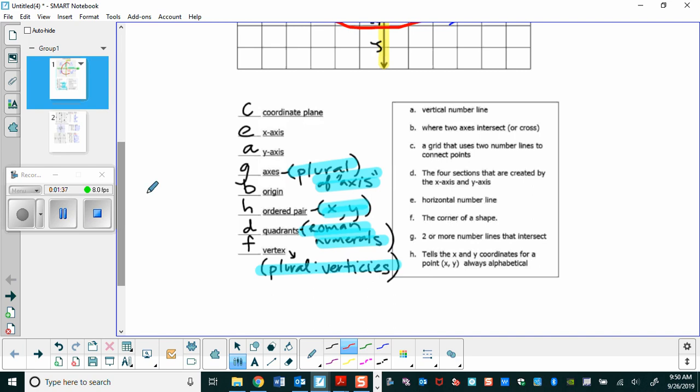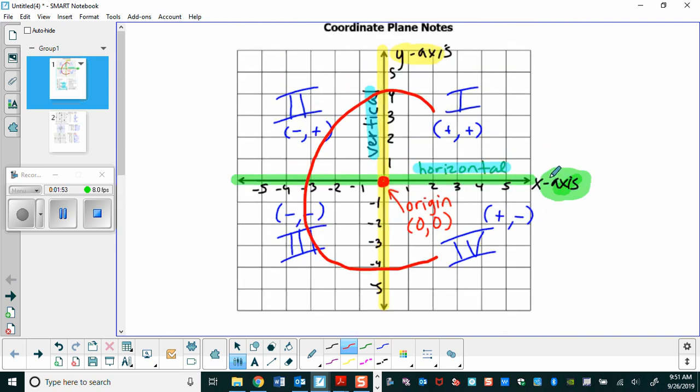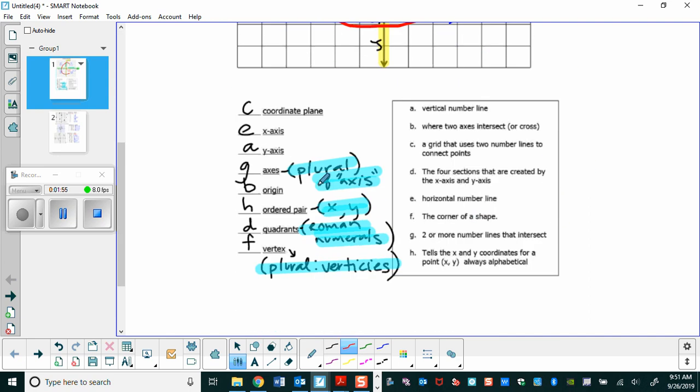All right, so for the first one, the coordinate plane is a grid that uses the two number lines to connect the points, and those two number lines would be considered the x and the y axis. And for axes here, that's just the plural of axis, and that was letter G. So the two or more number lines that I mentioned up here that intersect, one is an axis, but together the plural is axes. All right.